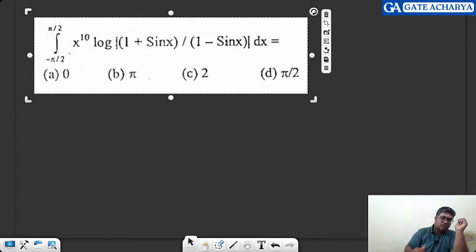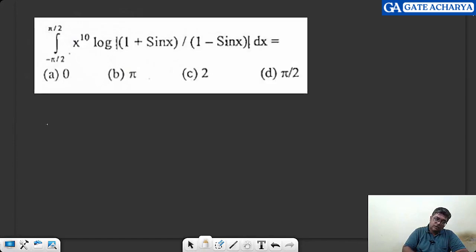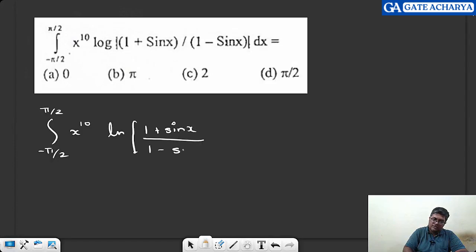Okay, so let's work it out. So our question is what? Limit from minus pi by 2 to plus pi by 2, x raised to 10 log of, this is natural log, okay? The modulus sign is not the issue right now. Let's worry about that later. 1 plus sin x by 1 minus sin x into dx.